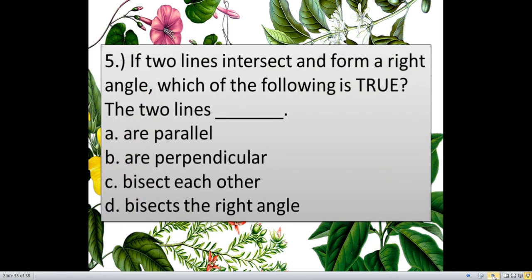Next, we have finally number 5. If two lines intersect and form a right angle, which of the following is true? The two lines blank. A. Are parallel. B. Are perpendicular. C. Bisect each other. Or D. Bisects the right angle.